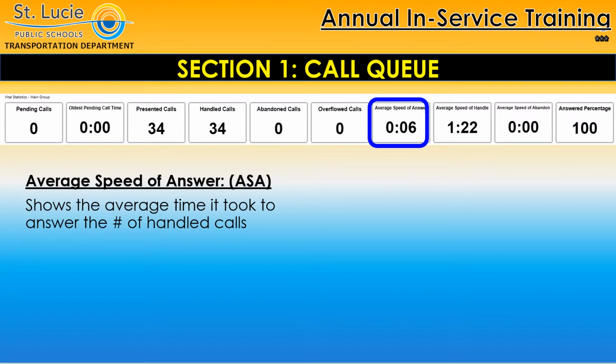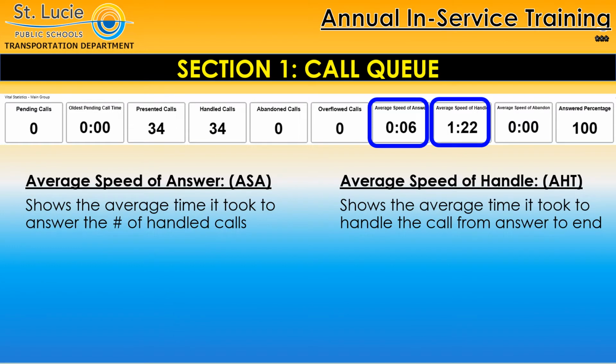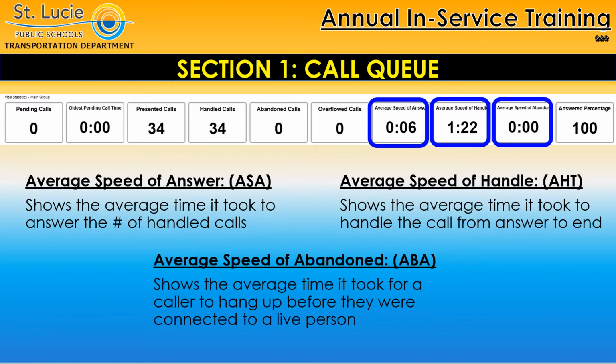The next box we see is the average speed of answer time. This shows the average time it took to answer the number of handled calls. The average speed of handle shows the average time it took to handle the call from answer to end. And finally, the average speed of abandon shows the average time it took for a caller to hang up before they were connected to a live person. These calls went abandoned and again affects the answered percentage rate.